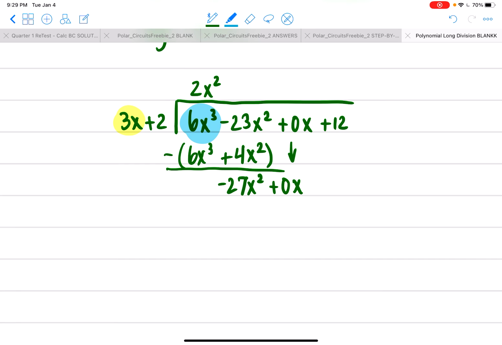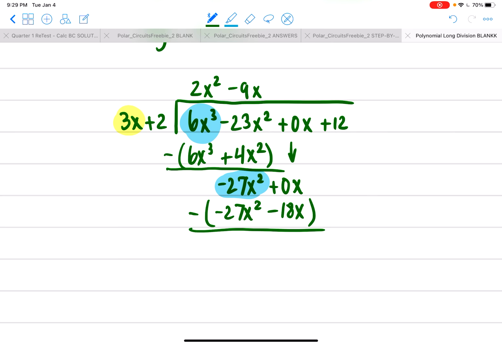All right, here we go. How many times does 3x go into negative 27x squared? That's going to be minus 9x. Okay, so here we go. So that's going to be minus 27x squared minus 18x. See, if you don't put the 0x here, you're going to get a 12 there, and then you're like, what do I do with this minus 18x? I can't combine it with the 12.